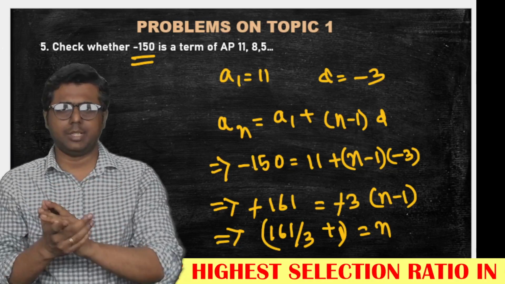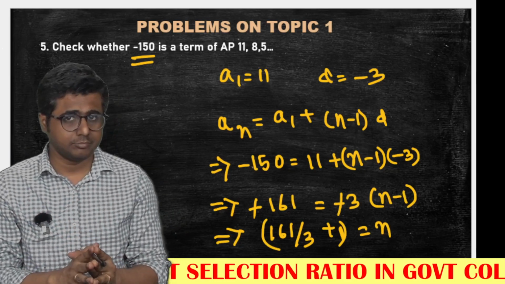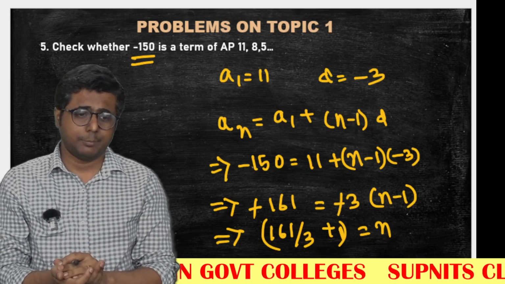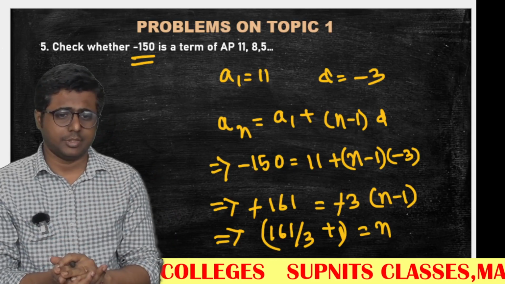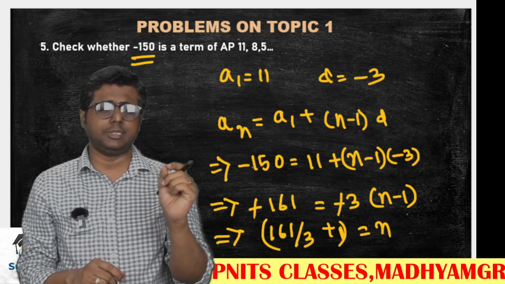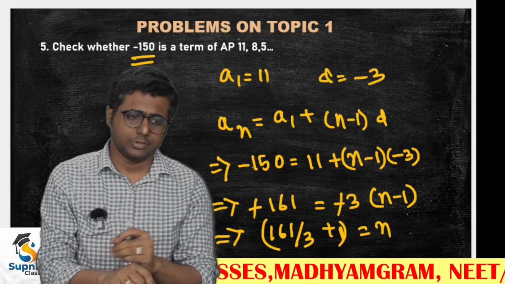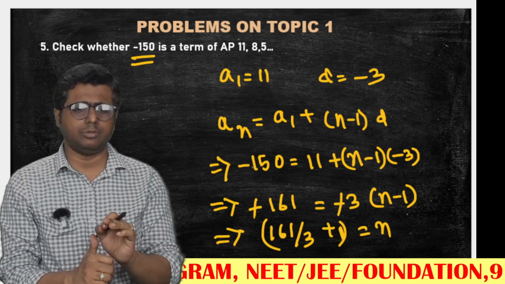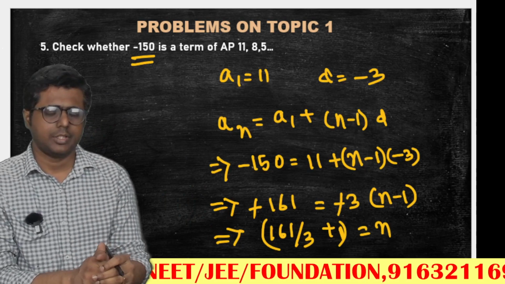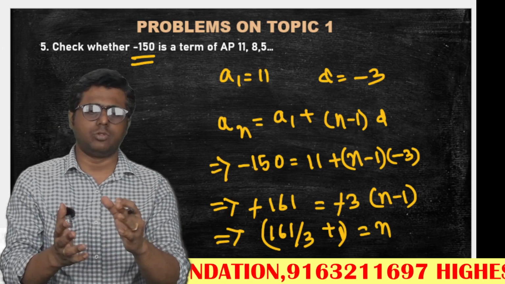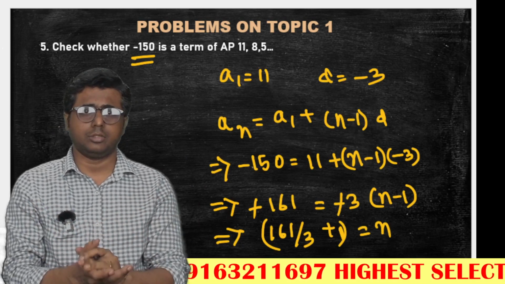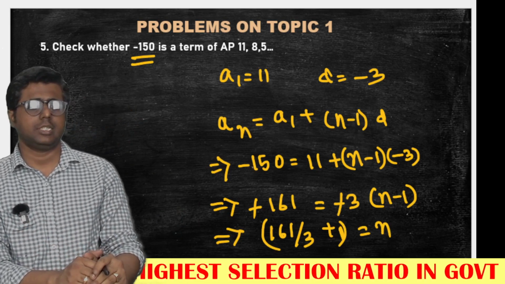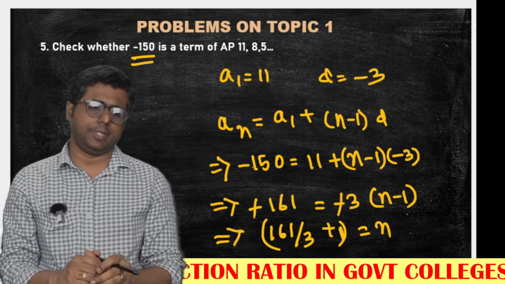If 161 was divisible by 3, then it would have come as a number plus 1. But now it is definitely a fraction. So definitely when it is a fraction, that means it is not any distinct term of the AP. So you will find out the value of N, and as this N is coming out to be a fraction, we are not going to consider it as a term. So definitely minus 150 is not a term of this AP.